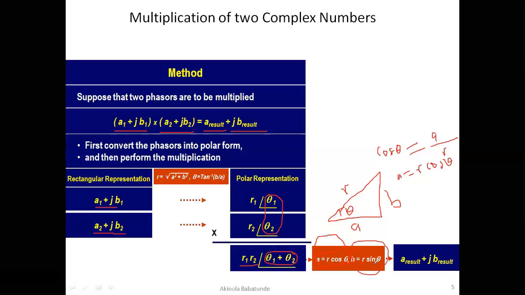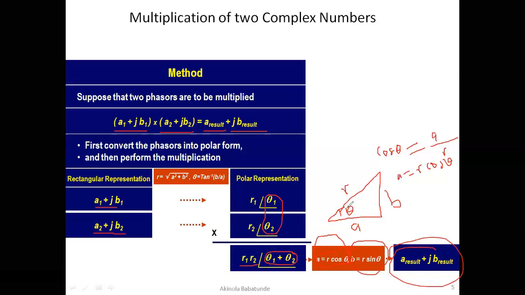Once you have this, your multiplication representation for these two rectangular representations given to us will be A resultant plus J B resultant, and then you have solved the problem if you can do this. I want to assume this is pretty much straightforward for everybody. So if you do have questions, please don't hesitate to ask me. I will be more than willing to try to respond.